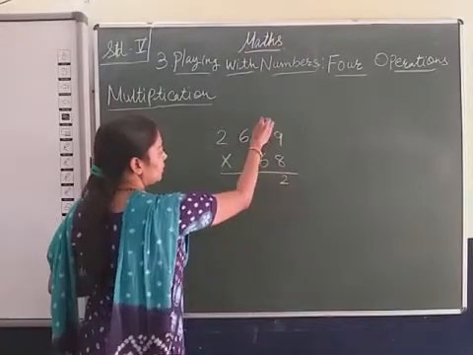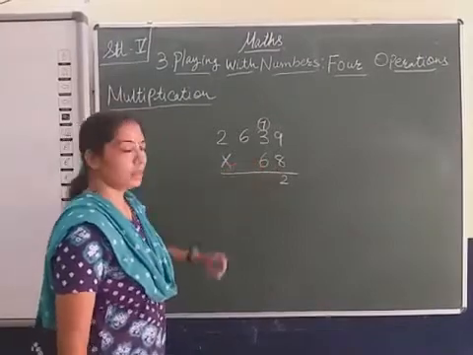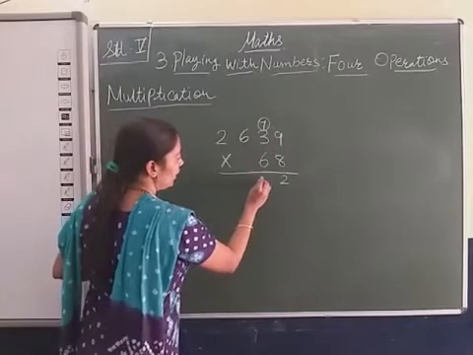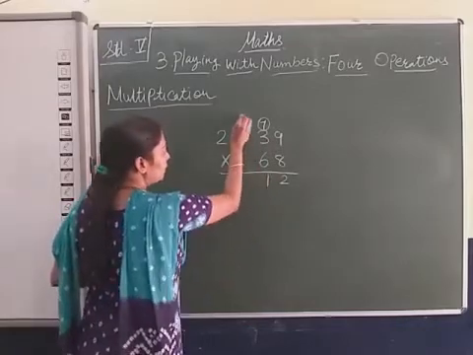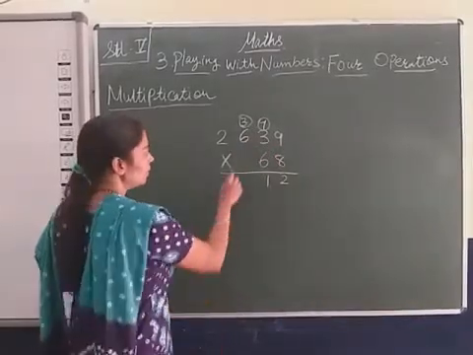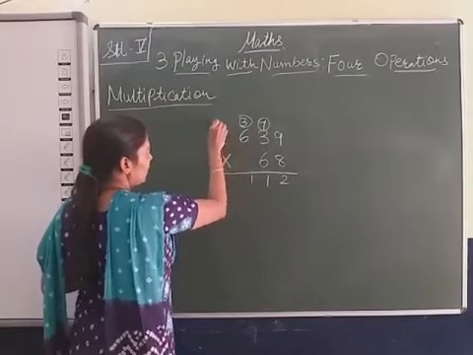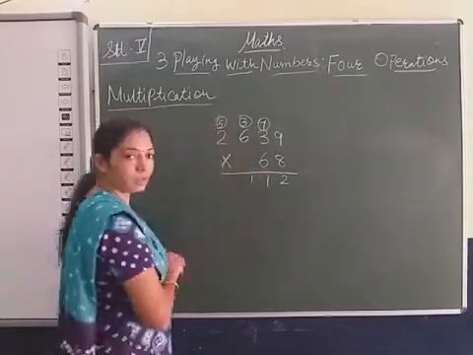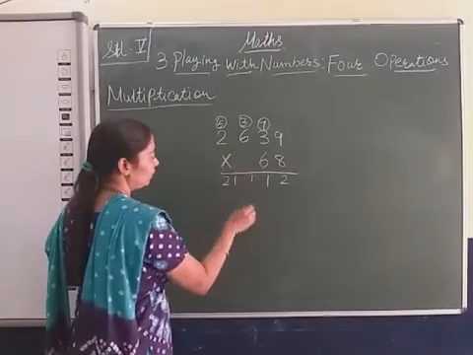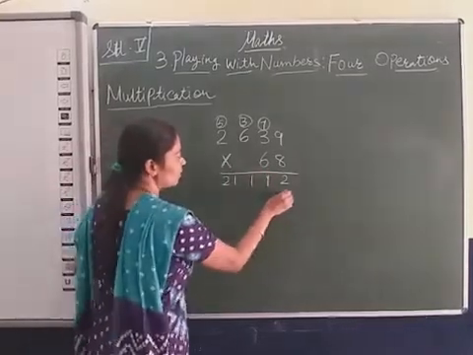2 is written here. 7 is carried forward. 8 3s are 24, plus 7, 31. 1 is written, 3 is carried. 8 6s are 48, plus 3, 51. 1 is written, 5 is carried. 8 2s are 16, plus 5, 21. This way. Now we start from the tens place, so we put the 0 here.